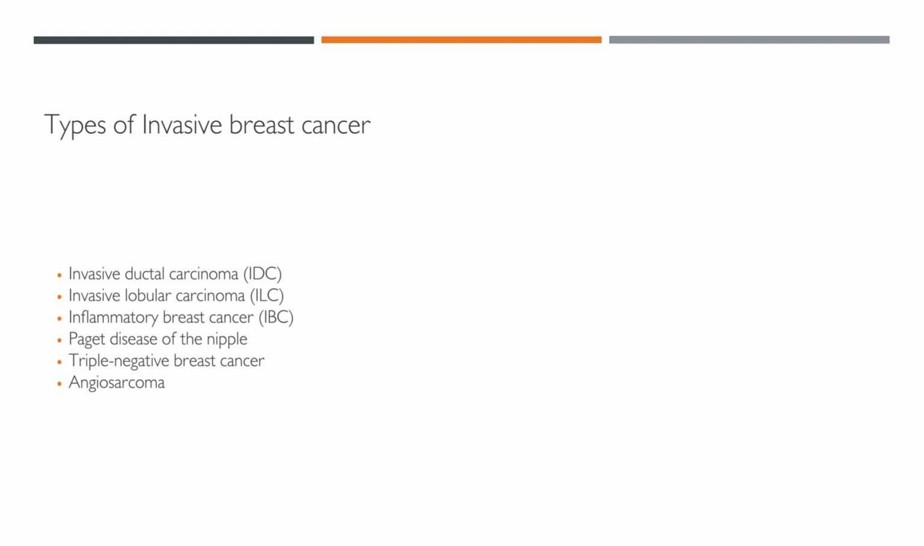Paget disease of the nipple is cancer that begins in the duct of the nipple, and as it spreads, it affects the skin. Triple-negative breast cancer is rare and affects 10 to 15% of people with breast cancer. Angiosarcoma is a cancer that grows on blood vessels or lymph vessels in the breast.